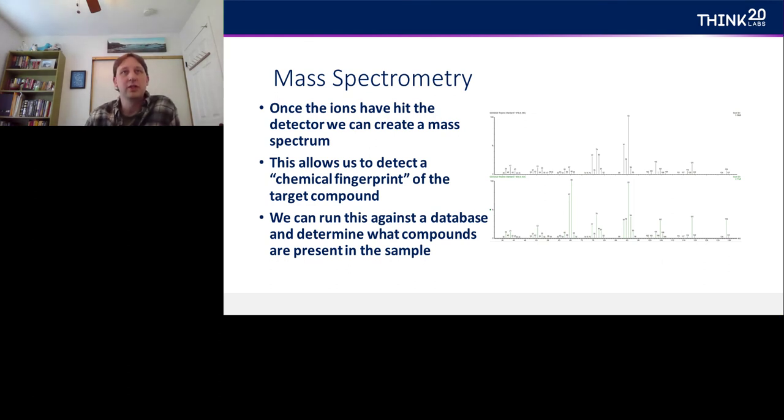So on the right here, you can see on the top and bottom, these are 2 typical mass spectrums from different terpenes. So these mass spectrums are basically like a chemical fingerprint. So we can run this against a database library and determine exactly which terpenes are in our sample. So even if we're not able to quantitatively provide a value, if we get other hits that we're not looking for, we can still determine what those terpenes are.